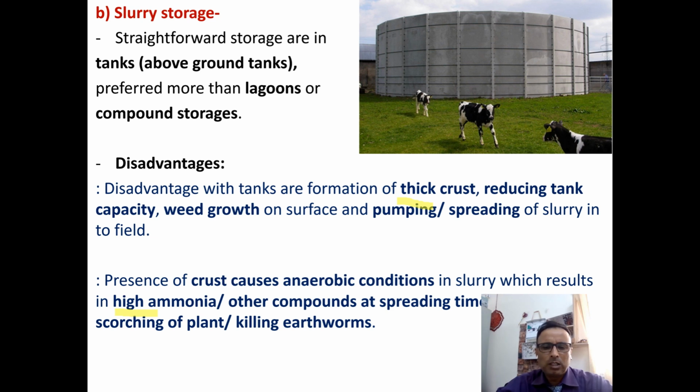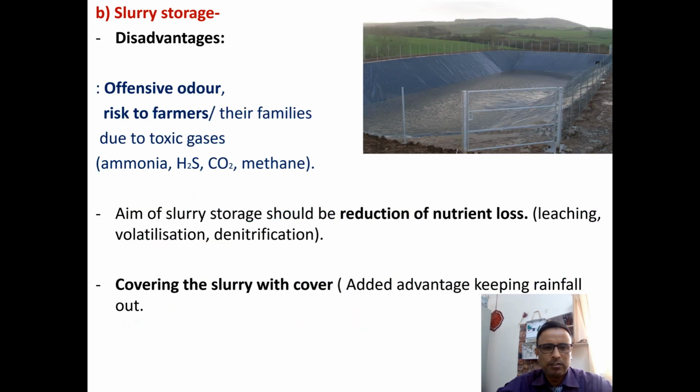Also, weed growth is possible in these tanks because temperature maintenance is not there. And while pumping or spreading the slurry in the field, this weed growth can easily be transferred from the tanks to the field. This is one more photograph showing the slurry in a covered area. Now, these different gases which can mistakenly be generated in the slurry because of mismanagement are ammonia, hydrogen sulfide, carbon dioxide, and methane.